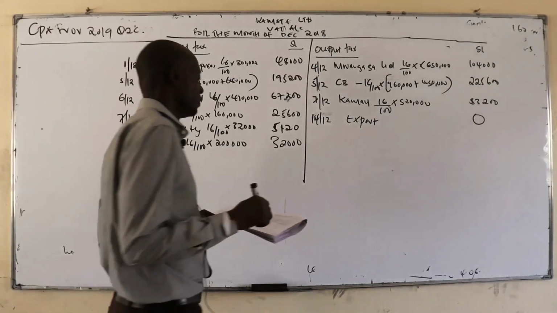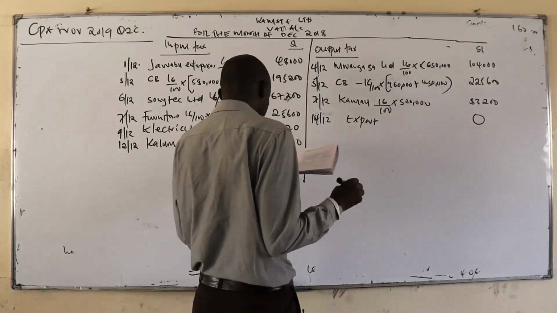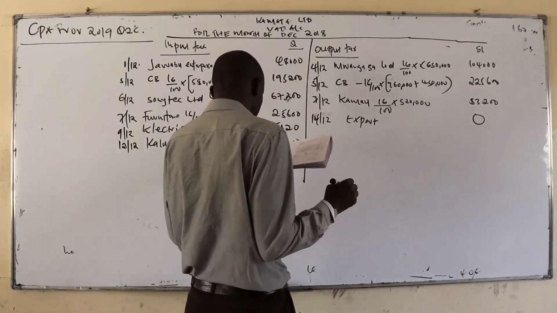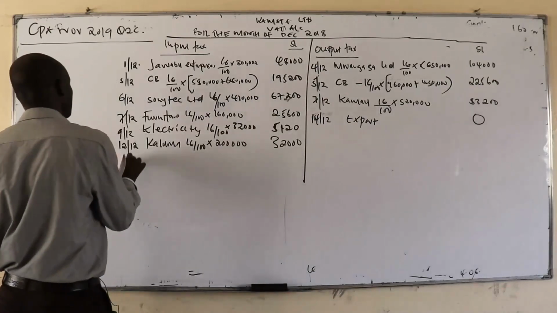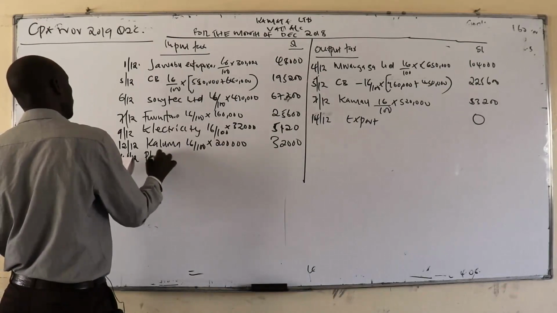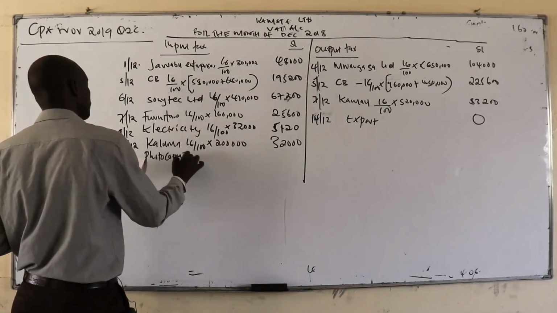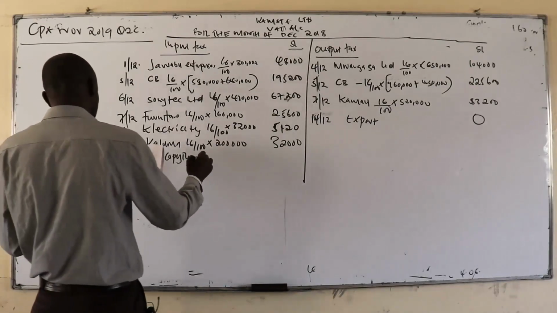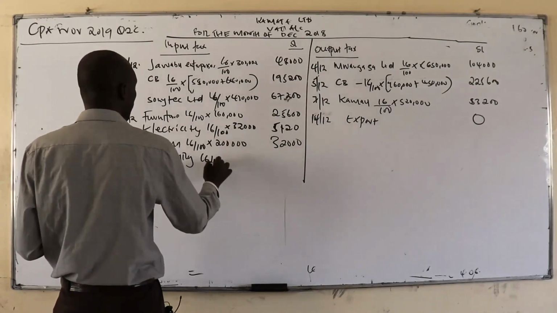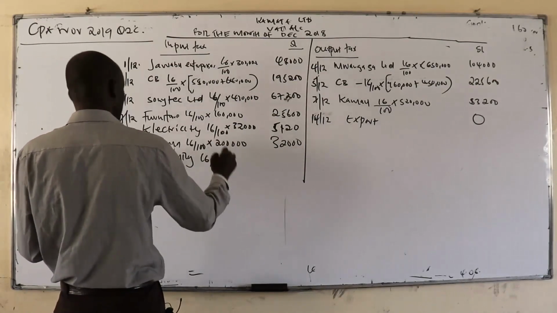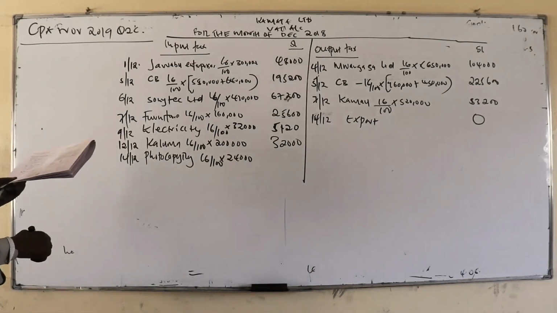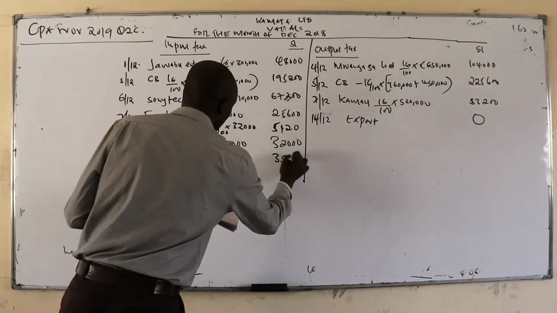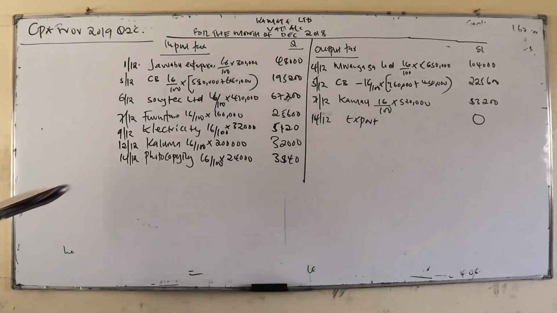Which date? 14th. Photocopying, isn't it? Photocopying, which is 16 out of 100 times 24,000. How much does it come to? 3,840. Are we together? Next.